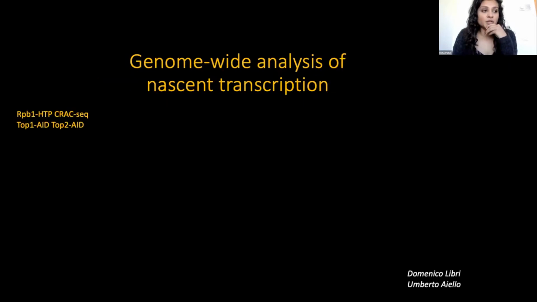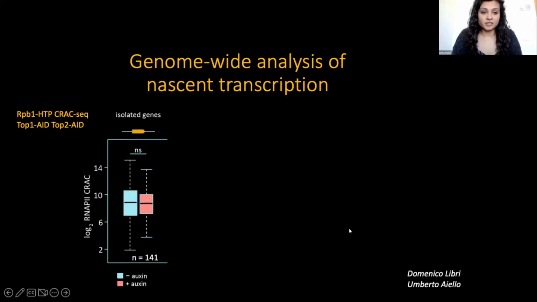So far what I've shown you is just a 3-gene analysis, and we wanted to determine the genome-wide extent of the supercoiling-mediated inhibition. So we collaborated with Domenico Libri, whose lab has performed CRAC-seq on these topoisomerase mutants. So CRAC-seq essentially gives us a genome-wide sequencing-based analysis of nascent transcription. So when we look at isolated genes, which are genes that don't have a neighbor within 500 base pairs, we see that supercoiling accumulation has no effect on the nascent transcription. So this is our control group.